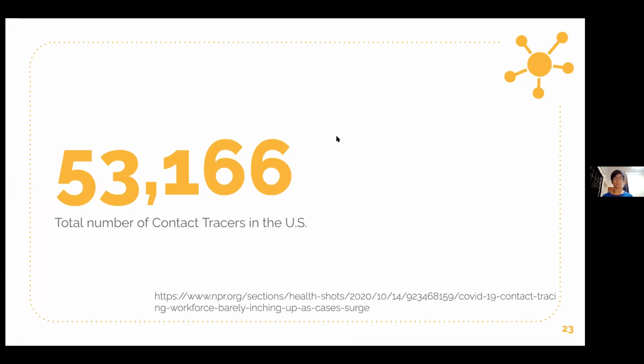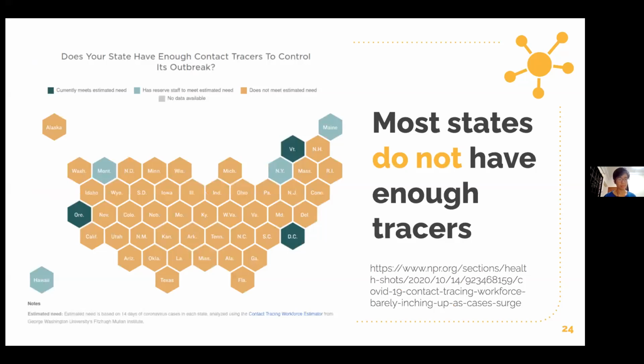Next slide, please. Most states actually do not have enough contact traces to be able to reach everyone, and this would severely limit the effectiveness of contact tracing and how well it is able to help contain the virus at all. You can see orange over here represents states that do not meet the estimated need, and only 3 states have shown that they are able to meet the current need right now.